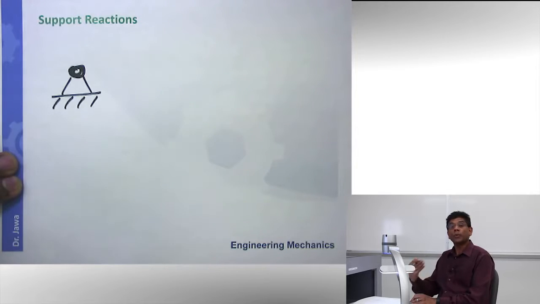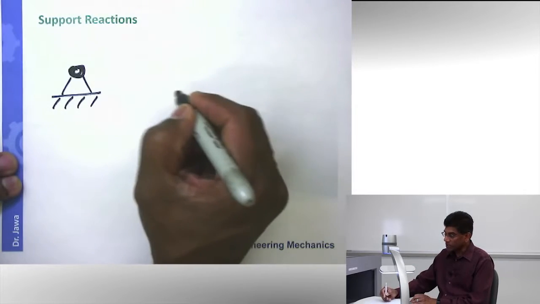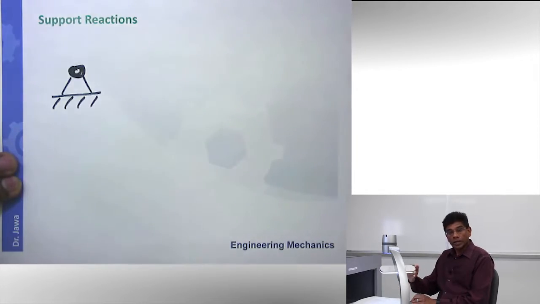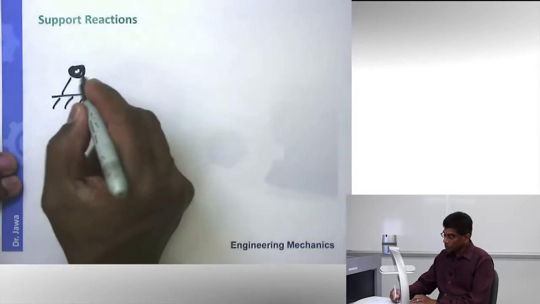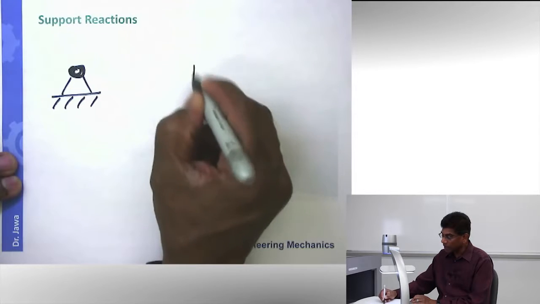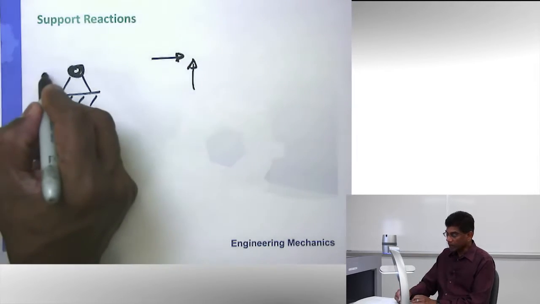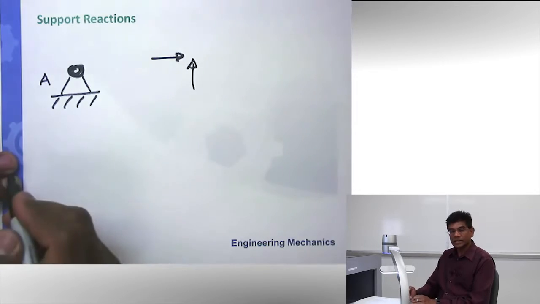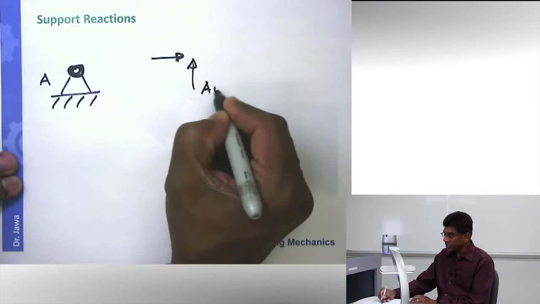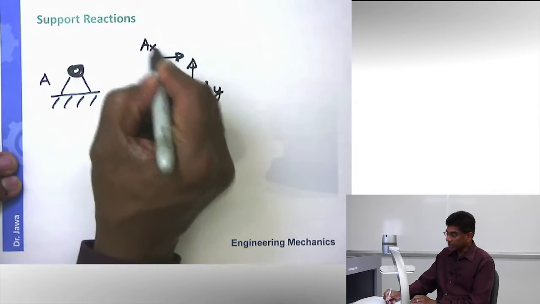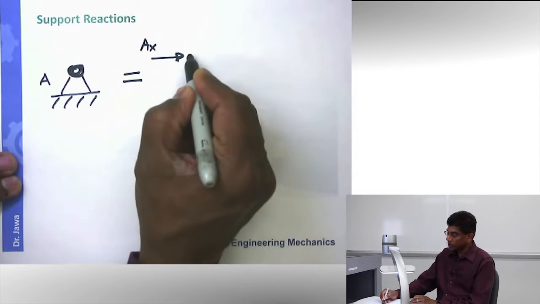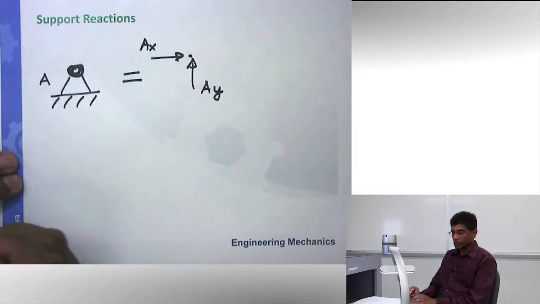That means there will be two support reactions, and those two reactions are a reaction along X and a reaction along Y. And I really do not know the direction, but in general, I'm going to assume the direction is positive when I do not know. So this pin joint can be replaced by two support reactions like this. For example, if I call this joint or this point as A, I say this is A sub Y and this as A sub X. So the pin joint will be represented by two support reactions.